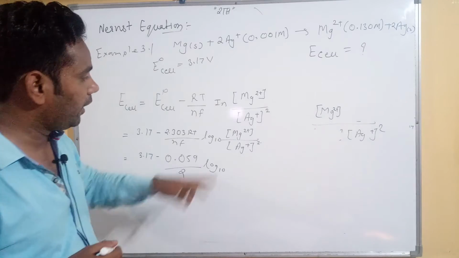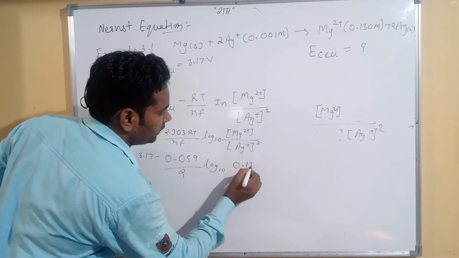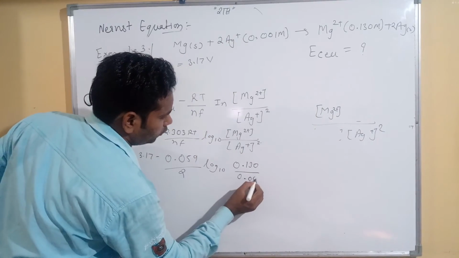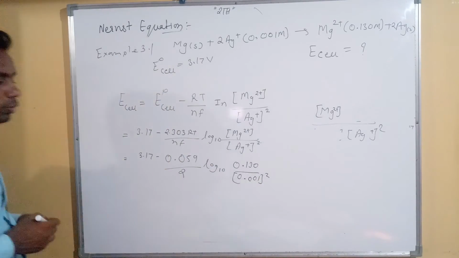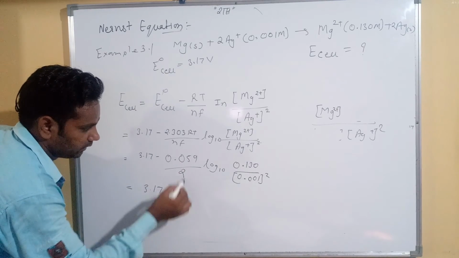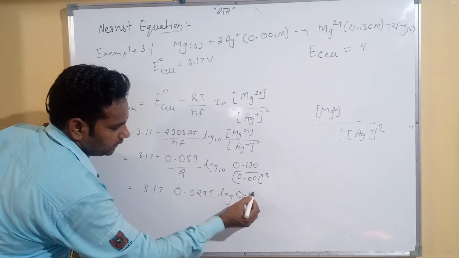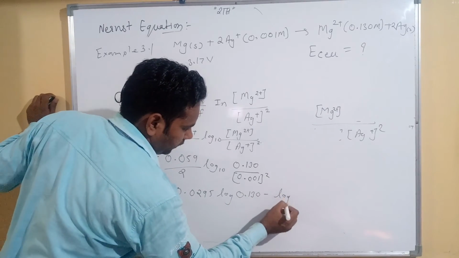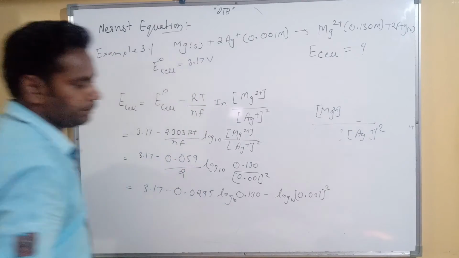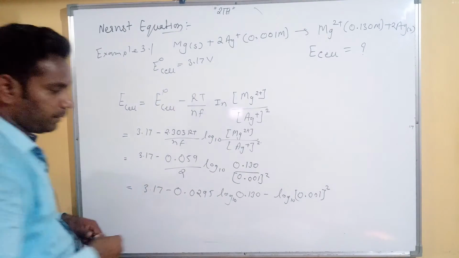Now what is changed is the concentration. Mg2+ is 0.130, so we put 0.130 upon Ag+ to the power 2, so we have 0.001 to the power 2. So I solve it. I know the answer of this division is 0.0295 times log10 of 0.130 minus log10 of 0.001 to the power 2. First I solve this term.